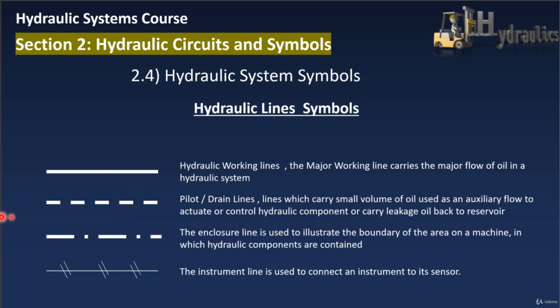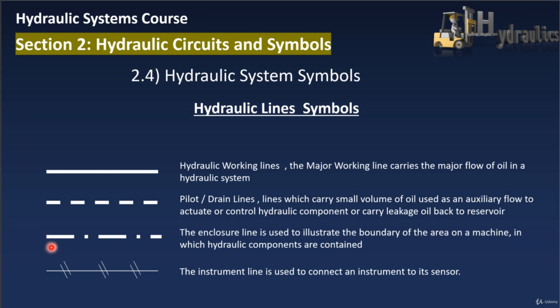The dashed one is the pilot or drain line. These lines carry a small volume of oil used as an auxiliary flow to actuate or control a hydraulic component, or to carry leakage oil back to a reservoir. So a dashed line purely indicates a drain or pilot line.